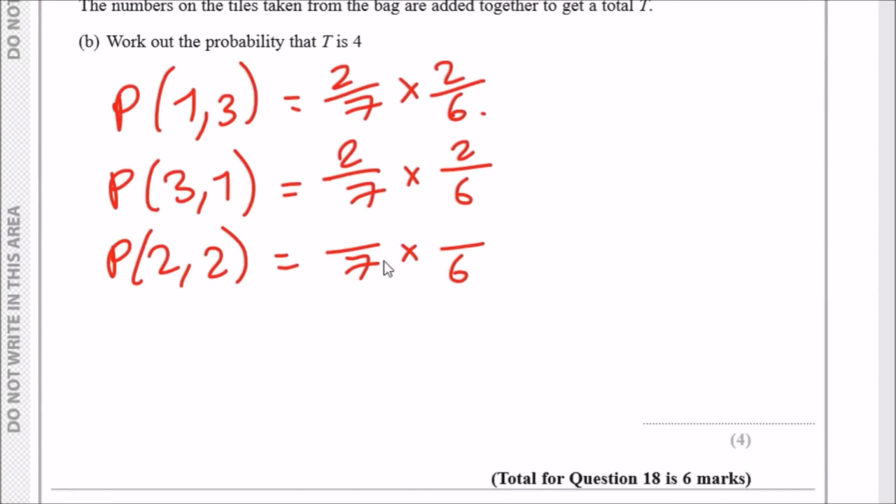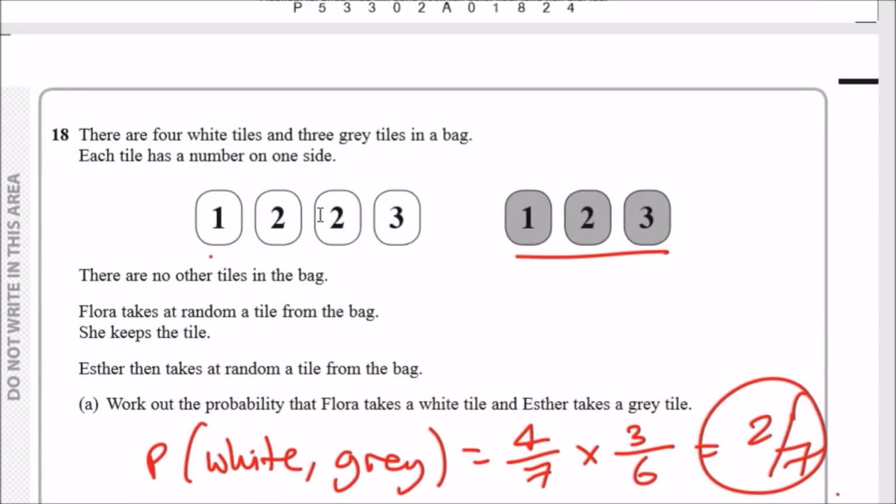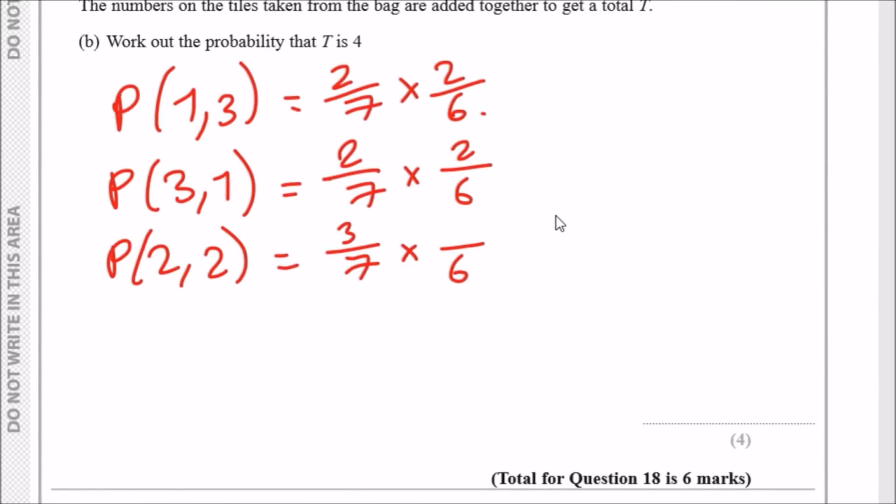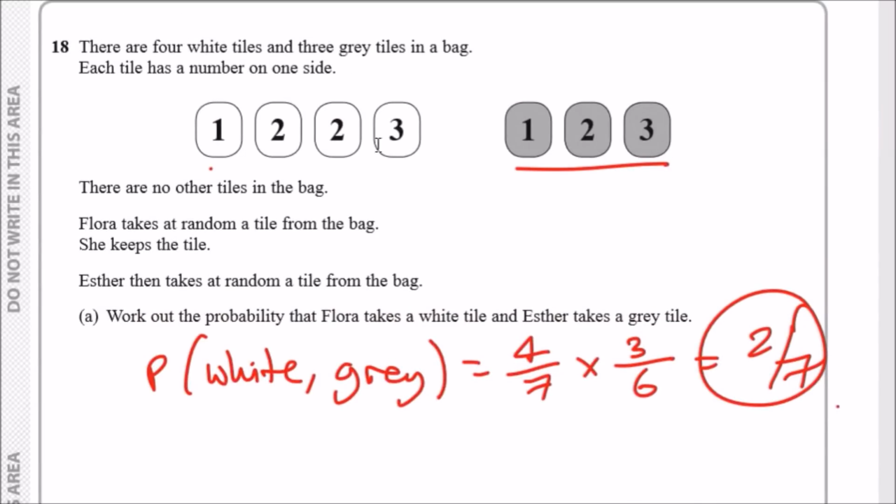And lastly, to get a 2 and 2. The probability of getting a 2 first is, there's 3 2s actually, so it'll be 3 7ths. She keeps the card. So suppose she just took this 2, now you've got 2 left. Now she gets 2 6ths.